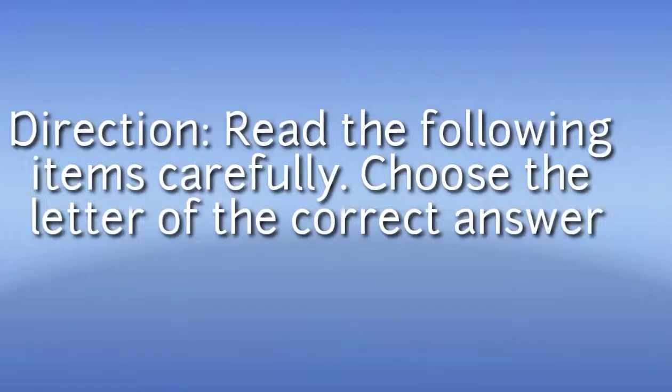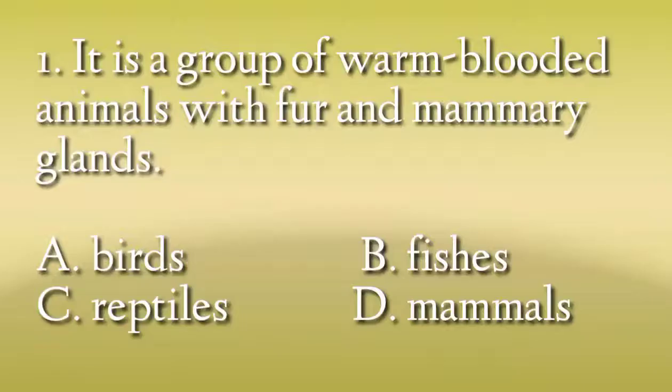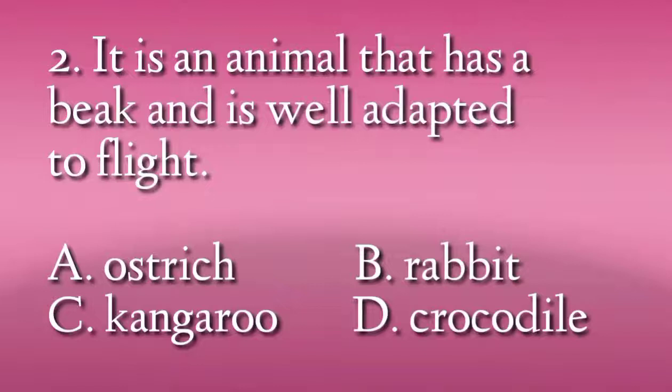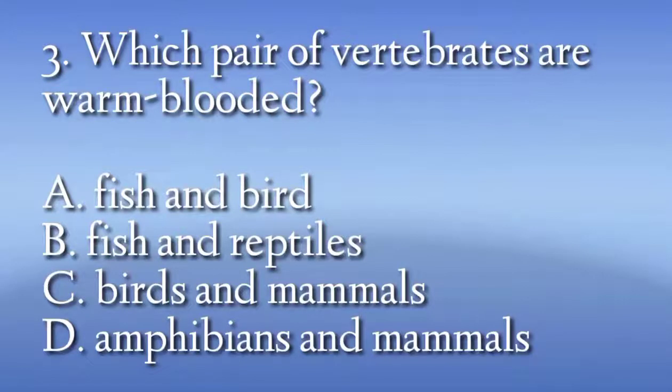This time, I would like you to answer the post-test. Read the following items carefully and choose the letter of the correct answer. 1. It is a group of warm-blooded animals with fur and mammary glands. A. Birds, B. Fishes, C. Reptiles, D. Mammals. 2. It is an animal that has a beak and is well adapted to flight. A. Ostrich, B. Rabbit, C. Kangaroo, D. Crocodile.